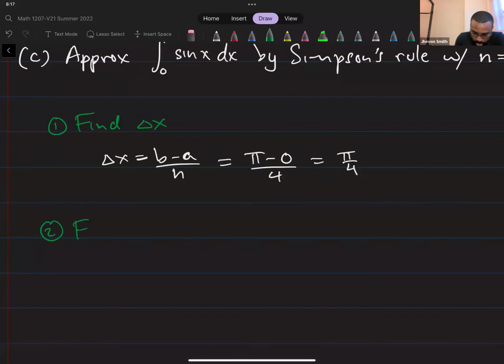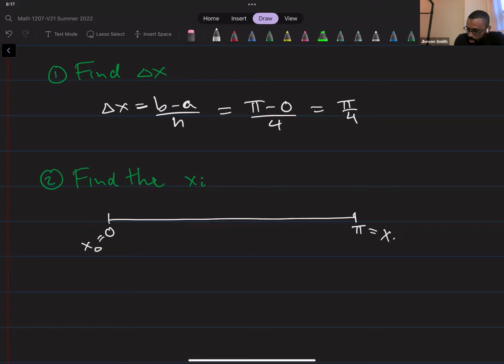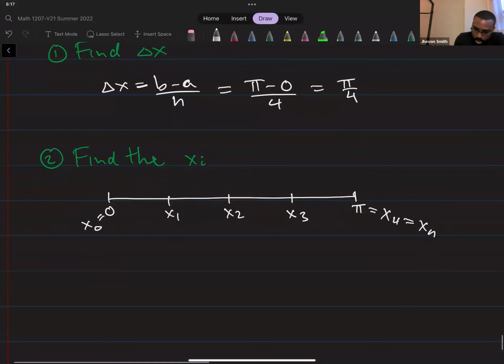Then 2, you're going to find the other xi. I like to visualize it by drawing this interval. So this is going to be 0, which is your x0. It's going to be pi, which is your x4, in this case our xn. Then I'm going to have 4 subintervals here. So this is going to be my x1, x2, x3. And then what I do is I add delta x.